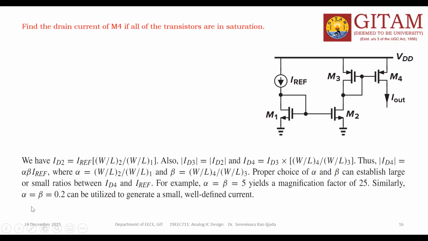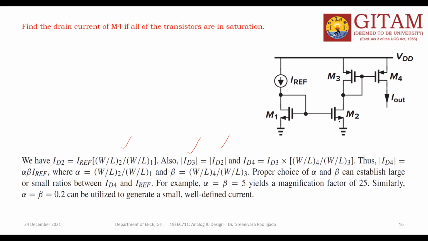Yes, sir. See here: ID, that is I3, is equal to I2 because both are in series. I2 is equal to I reference multiplied by W by L of 2 by W by L of 1. So I4 is equal to I3 multiplied with W by L of 4 by W by L of 3. Now substitute the I3 value in terms of I reference. So that is the final one. Okay, I hope you understand. I already wrote it.